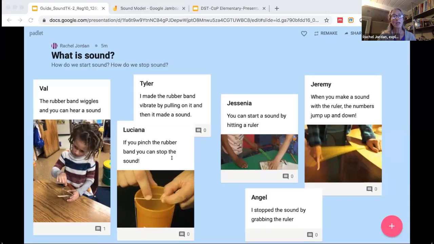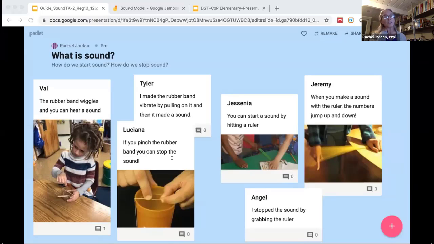What is sound? To try to figure out what is sound, let's try to think about how do we start sound and how do we stop sound? And you can see those questions are reflected on this Padlet right here, which you could use in lieu of chart paper and if you're using some kind of asynchronous platform.